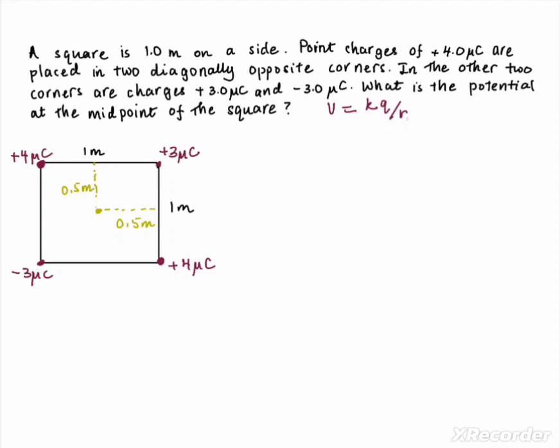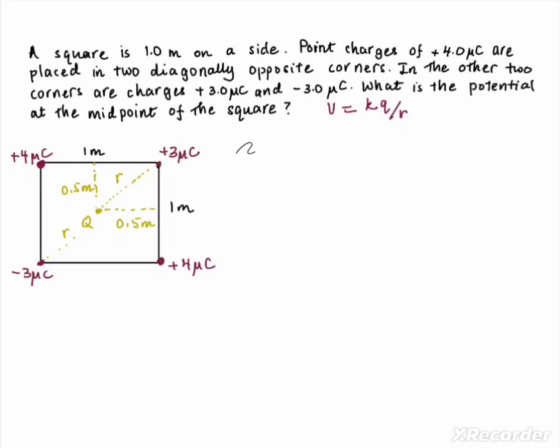So what is the R value? The R value is the distance. So let's say this is point Q at the midpoint, from point Q to each of these charges. So let's say the +3 charge, this distance is our R. And because this is a square, that R value is the same for each of these charges.